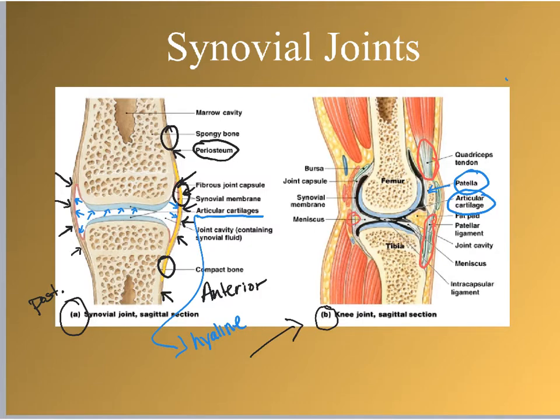And there are also structures that we call bursae. So bursa is singular, bursae is plural. And the authors are pointing to these little green packets that you see here. And I'll explain those in a bit.